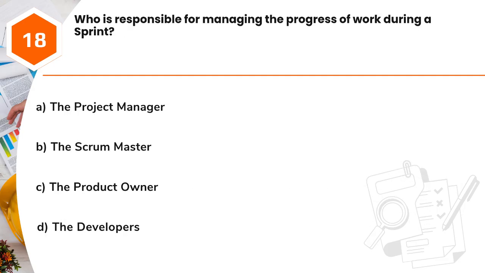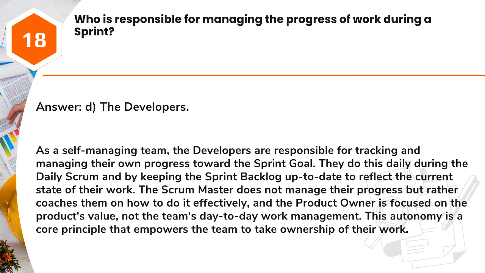Question 18. Who is responsible for managing the progress of work during a sprint? A. The project manager. B. The Scrum Master. C. The product owner. D. The developers. Answer: D. The developers. As a self-managing team, the developers are responsible for tracking and managing their own progress toward the sprint goal. They do this daily during the daily Scrum and by keeping the sprint backlog up to date to reflect the current state of their work.